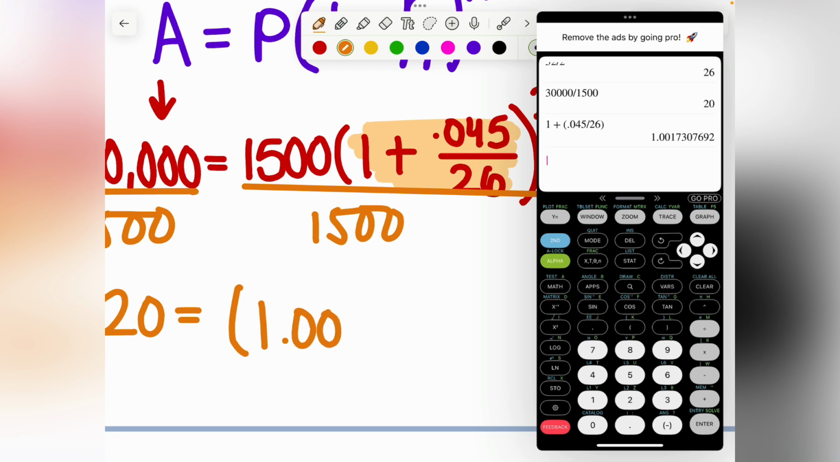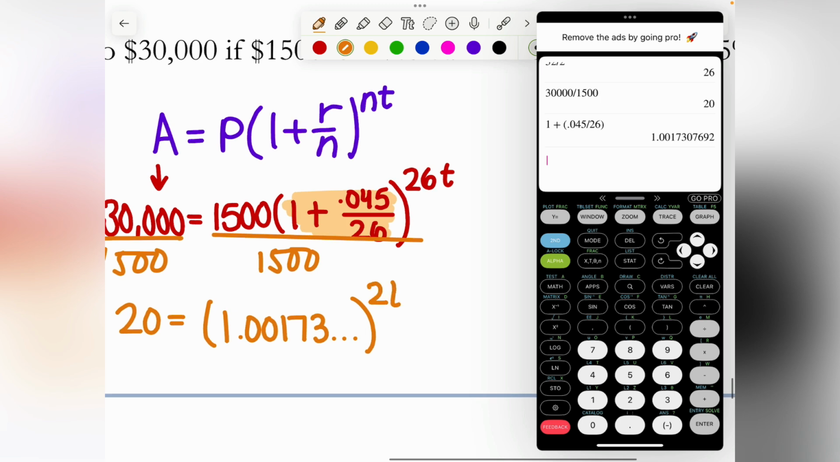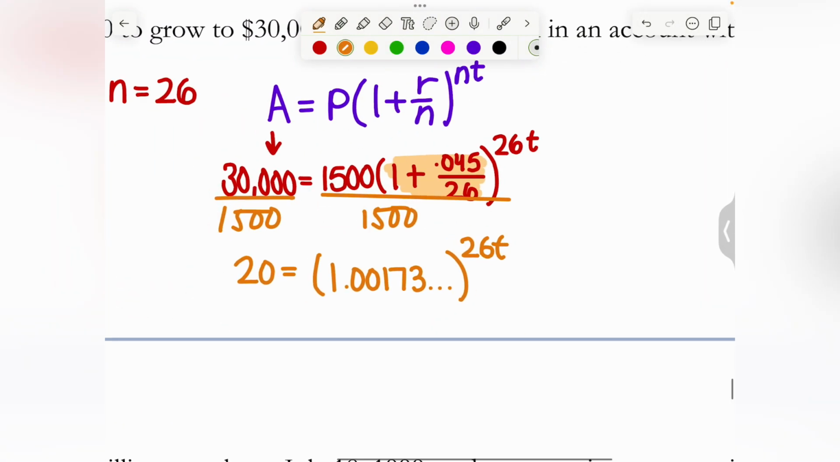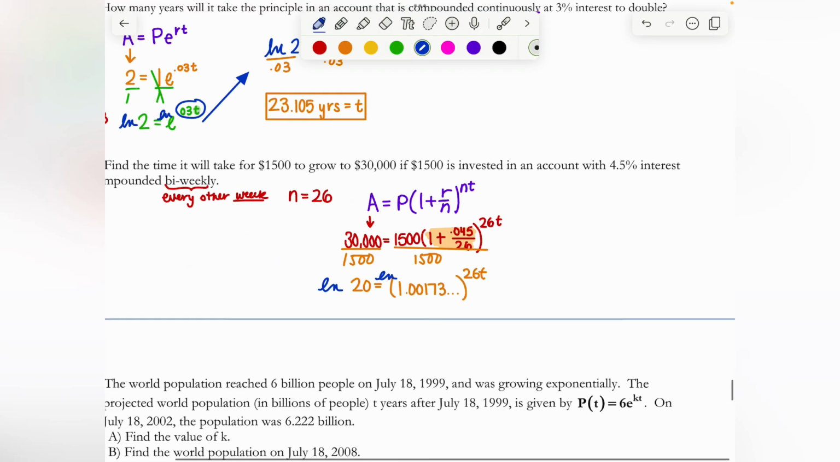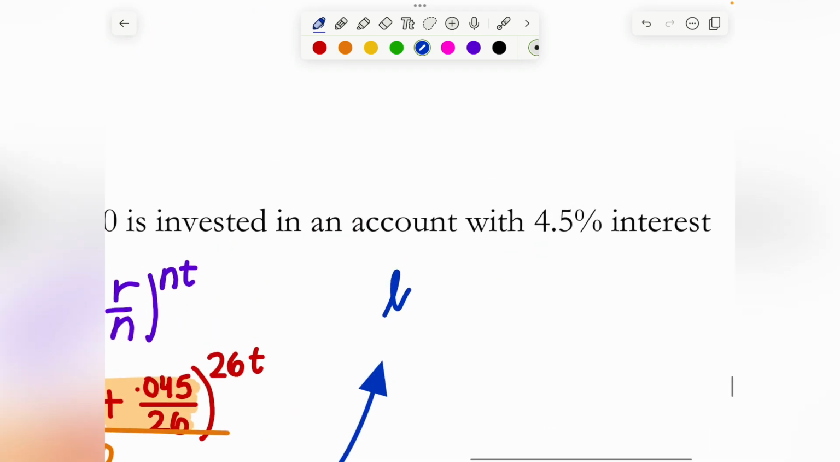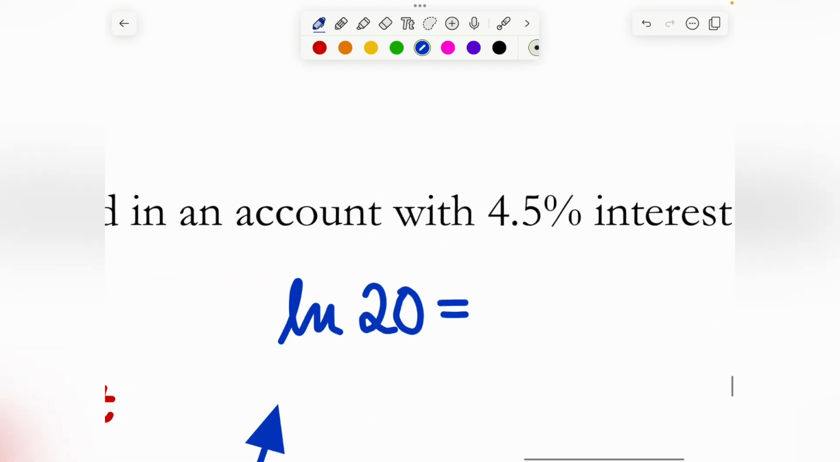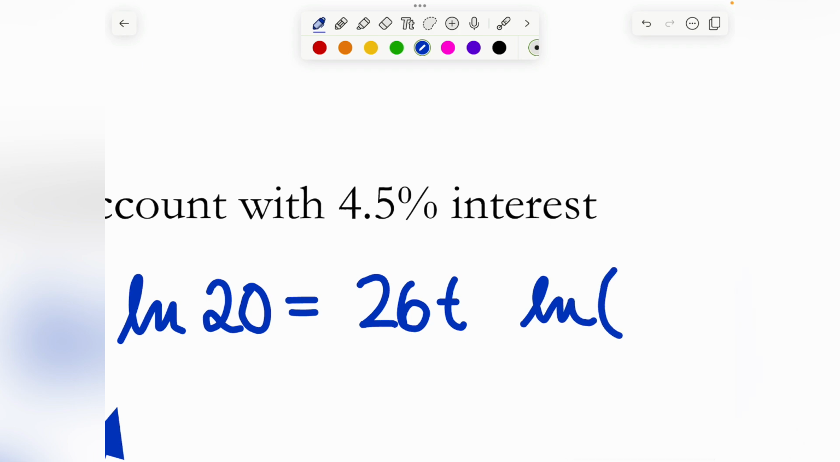And you really don't want to round this number. I'm just going to write this to the 26t. And what I'm going to do is natural log both sides. Okay, so I have the natural log of 20 is equal to, drop down that 26t, natural log of this answer.